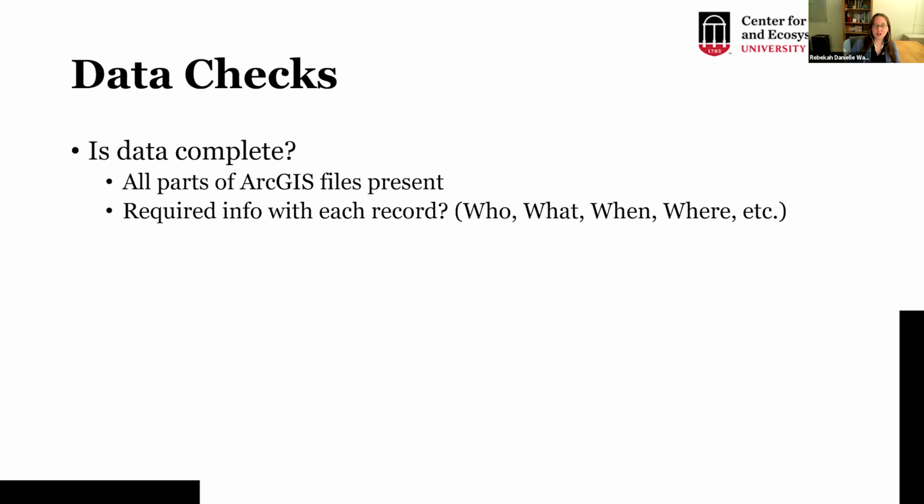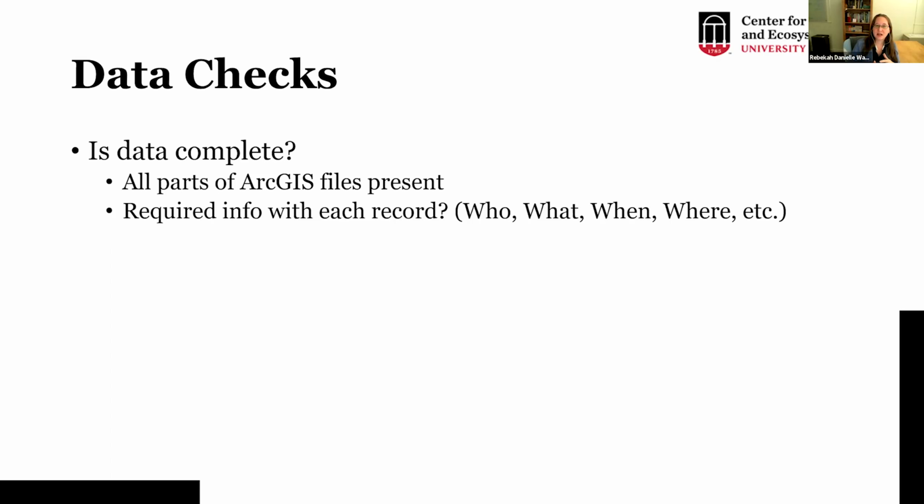So when I talk about data checks and data issues, I'm looking at, is the data complete? Are all parts of the ArcGIS files present? I've said in the past, oh, send us your shape file. The .shp is just one file of the many that are needed to interpret a shape file. Those are among the questions that are asked. Again, is the required information there?